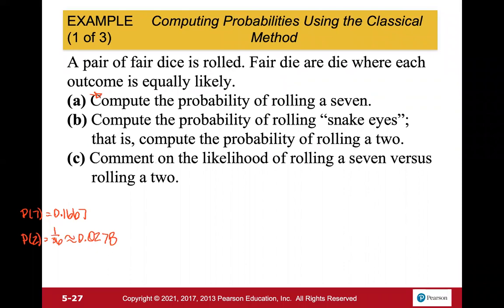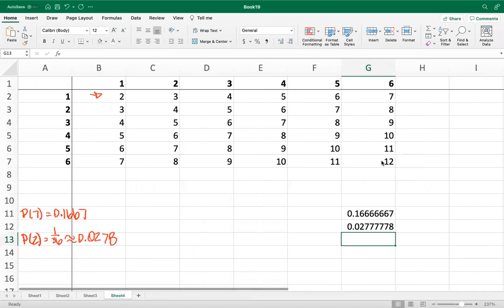Comment on the likelihood of rolling a 7 versus rolling a 2. So, using our highlighter, the likelihood of rolling a 2 is going to be just this one right here, just that 2 right there. However, for the likelihood of rolling a 7, we have this one here, here, here, here, here, and here. Since there are 6 different ways to roll a 7 and only 1 way to roll a 2, rolling a 7 is 6 times more likely than rolling a 2.